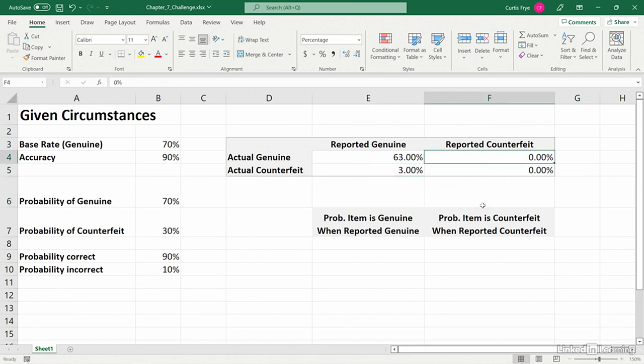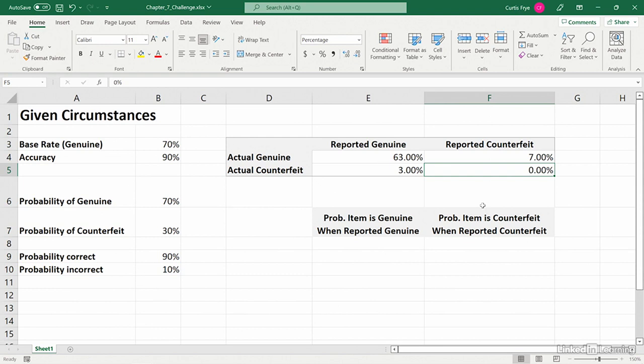Now we have reported counterfeit and actually genuine. So again, a mistake was made. So in F4, we will type an equal sign, and we're multiplying the probability that the item is actually genuine. That is in B6, by the probability that the appraiser made a mistake. That's in B10, enter. So that's 7%.